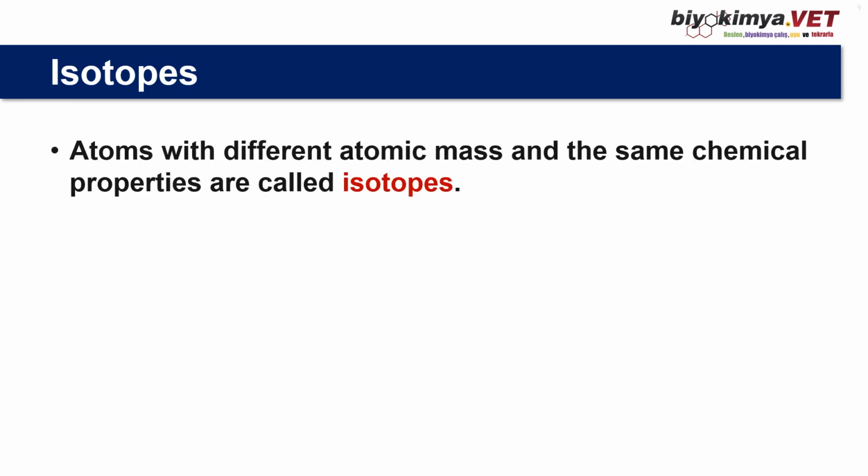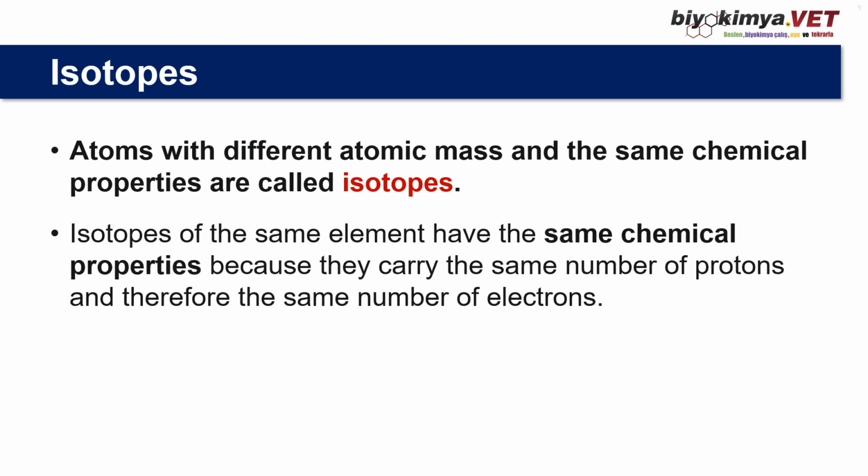Atoms with the same number of protons form an element, and atoms with different atomic mass and the same chemical properties are called isotopes. Isotopes of the same element have the same chemical properties because they carry the same number of protons and therefore the same number of electrons. In other words, isotopes have the same number of protons and different number of neutrons. Therefore, the difference between isotopes is due to the number of neutrons.